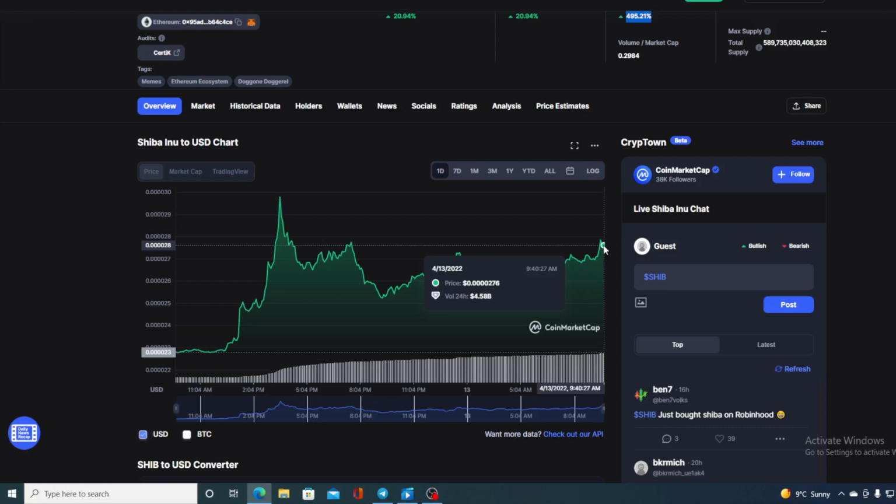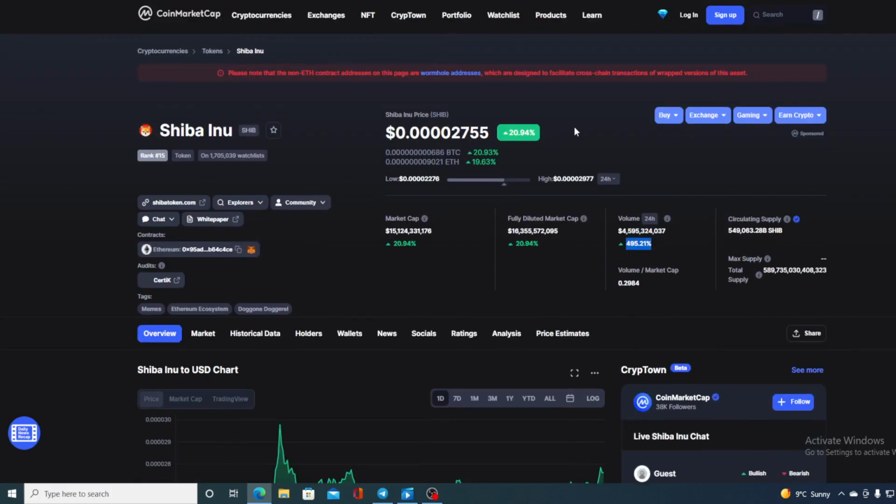Now, before we go over the news, let me first share a couple of price details regarding Shiba Inu. If we take a look at the price right now, we can see that the current value is 0.402755. Which is actually a rise of 20.94%, guys, in just the last couple of hours. And the trading volume is actually through the roof. It's almost up by 500%, 495.21%, as you can see on your screens here.